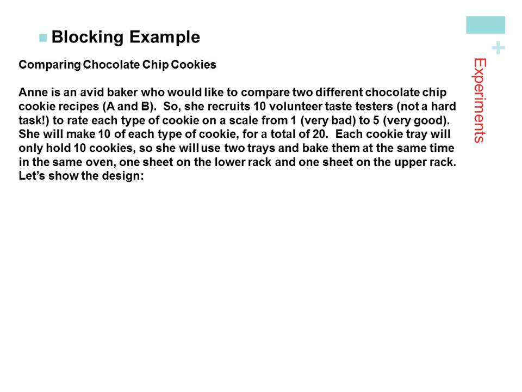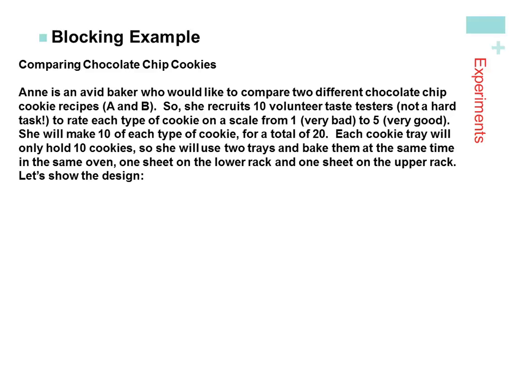We can also do this when talking about chocolate chip cookies. Anne is an avid baker who would like to compare two different chocolate chip cookie recipes, A and B. So that's her explanatory variable, the recipes. So she recruits 10 volunteer taste testers to rate each type of cookie on a scale from 1 to 5.